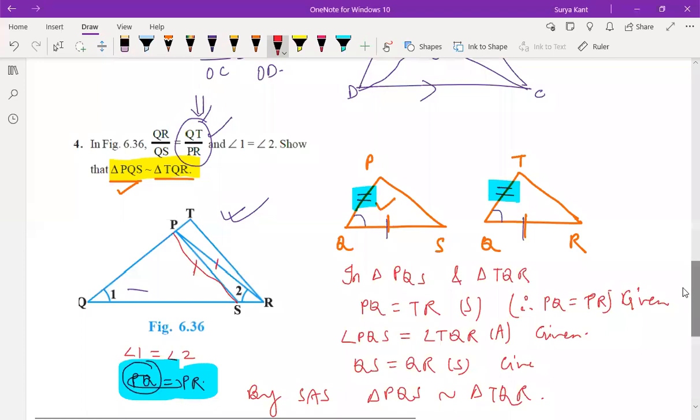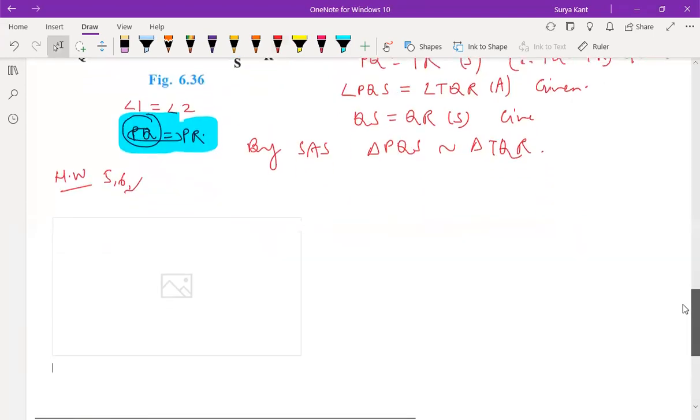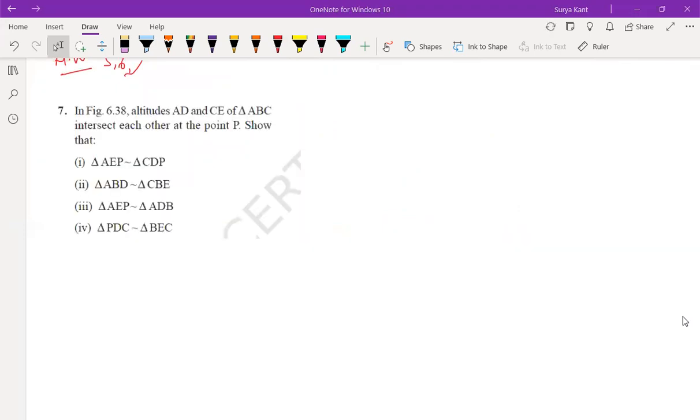The 7th one we do now. So I'm writing here, children. You also write in that notebook. If you can do the 5th, the 6th is your homework. Okay. Now I'm doing the 7th one here. Figure 6.38. So this is the figure.